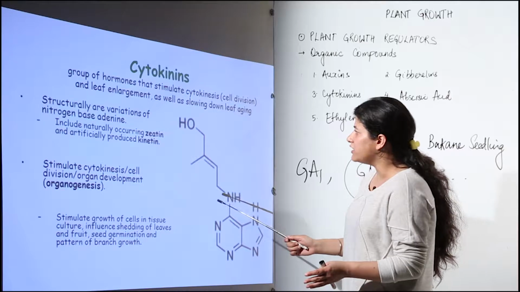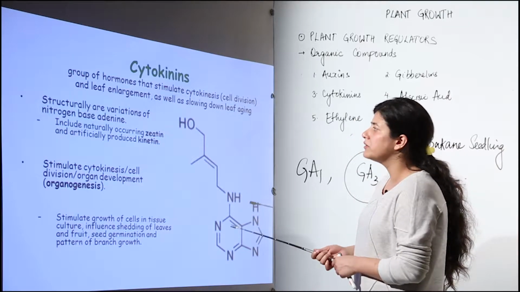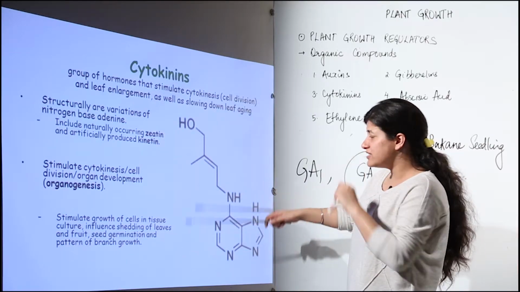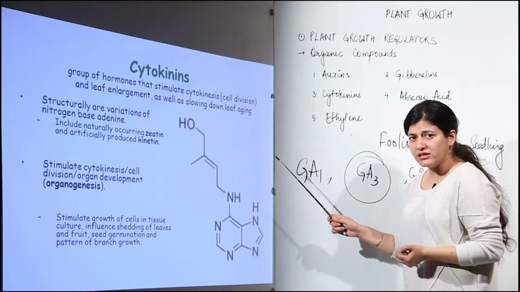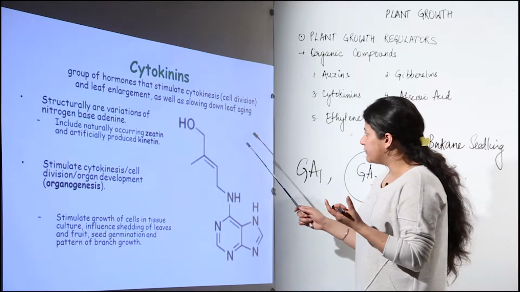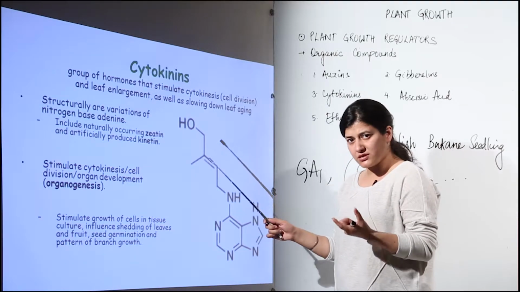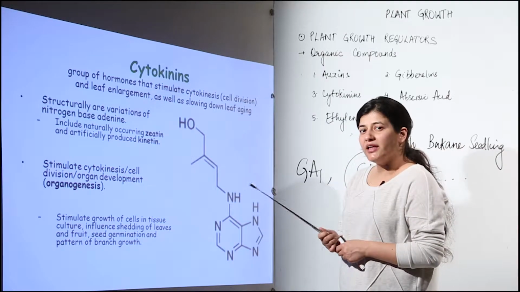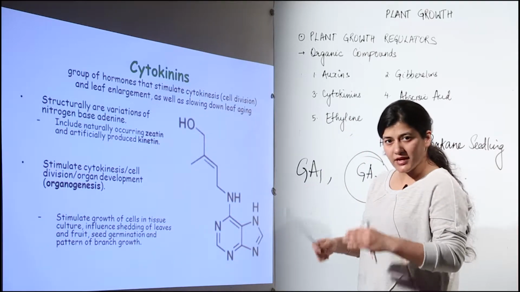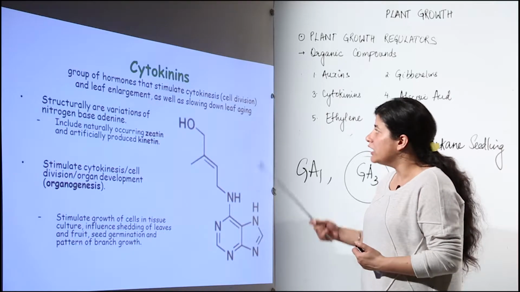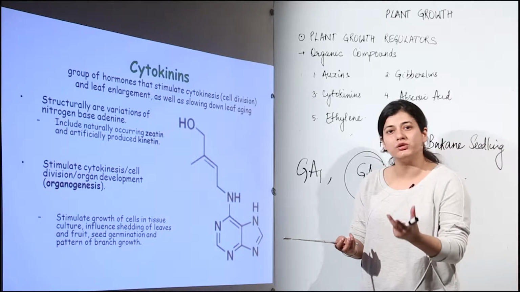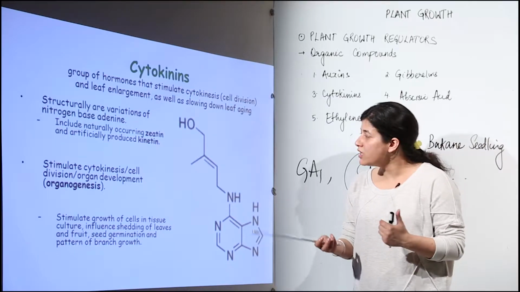The most extensively used cytokinins are zeatins. They occur naturally in the form of zeatin, and cytokinins were first discovered in herring sperm DNA. Herring is a fish, and from its sperm DNA it was isolated that cytokinins are present. You would find a lot of cytokinins in coconut milk, because a lot of cytokinesis is taking place over there. Now what is cytokinesis? Cytokinesis is involved in cell division.